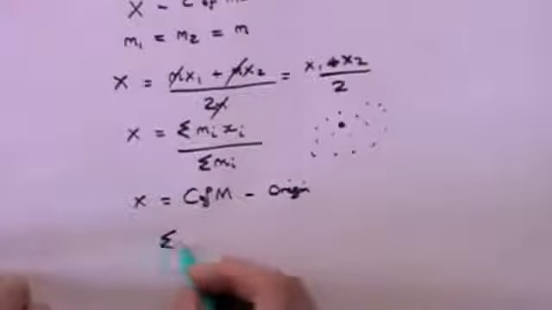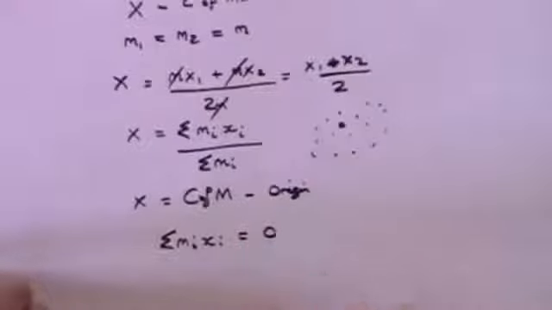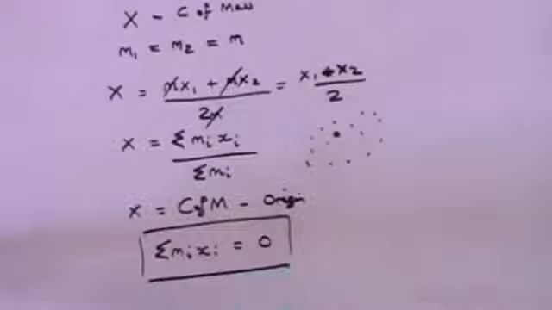So when the centre of mass is placed at the origin, you've got the condition that sigma mi xi, the sum of the mass times the distance from the origin, which is also the point of the centre of mass, equals 0. And that is a conclusion that we will come back to later, so keep that in mind.